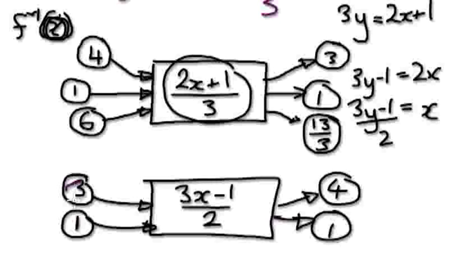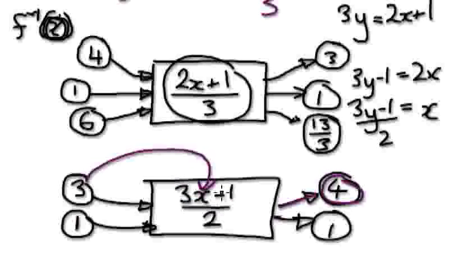So imagine this number is this one here. I'm going to put this into this machine. So 3 times 3 is 9. Take away 1 is 8. So this whole thing is 8 divided by 2. That gives me a 4.